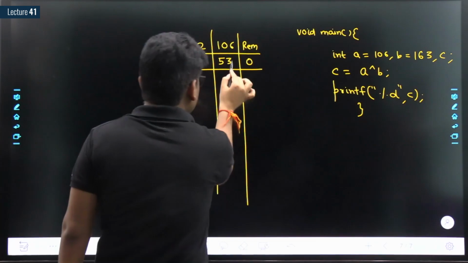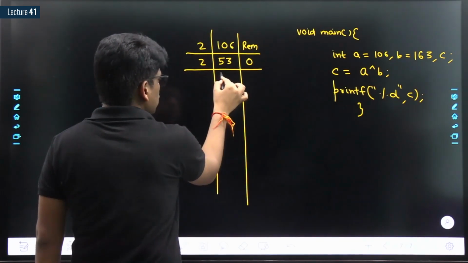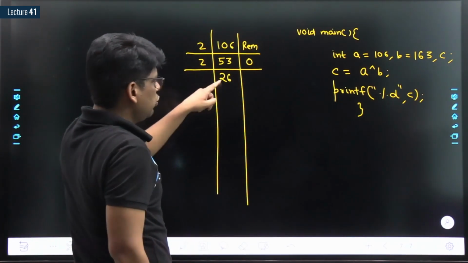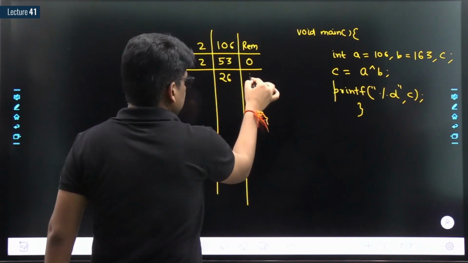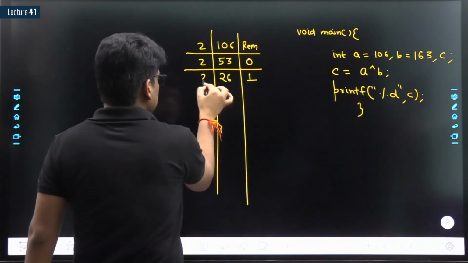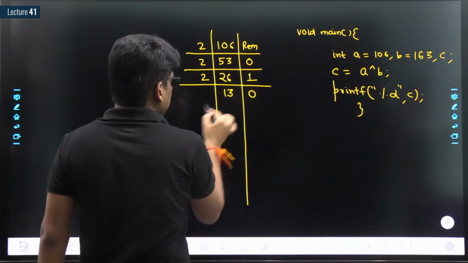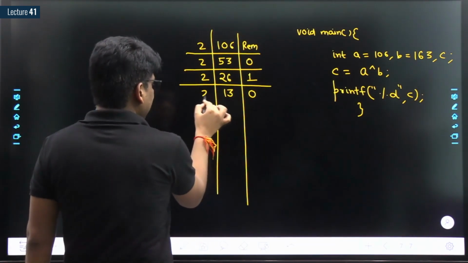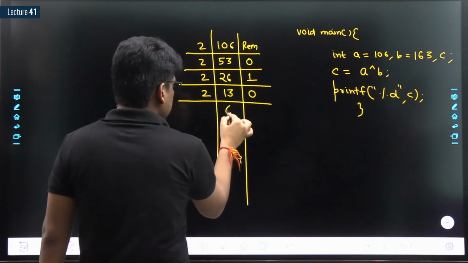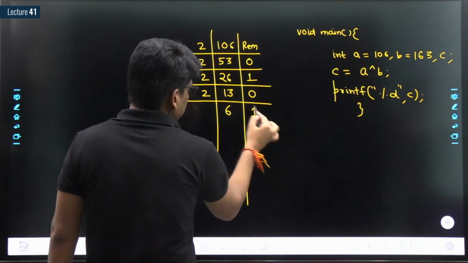Sir, let me divide 53 by 2. Sir, it goes 26 times. 2 into 26 is 52, so leaves a remainder of 1. Sir, if I divide 26 by 2, it goes 13 times and the remainder will be 0. Again, if I divide 13 by 2, it goes 6 times and the remainder will be 1.